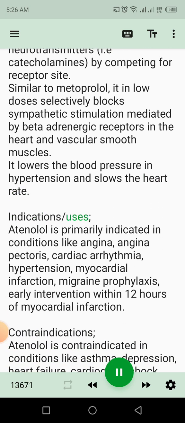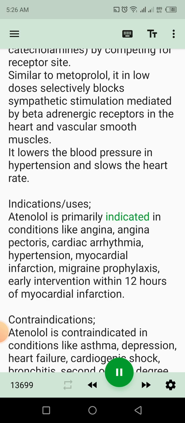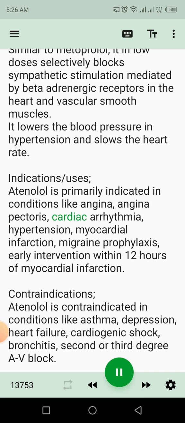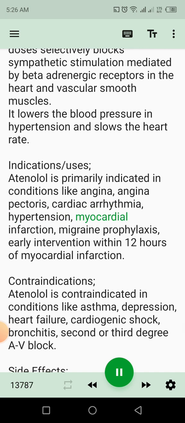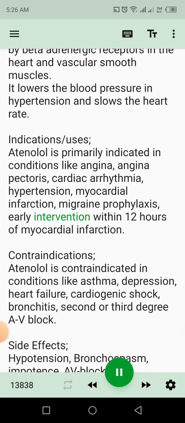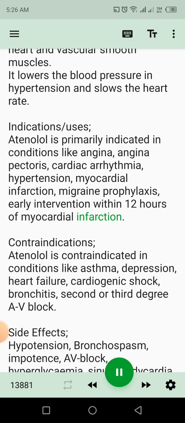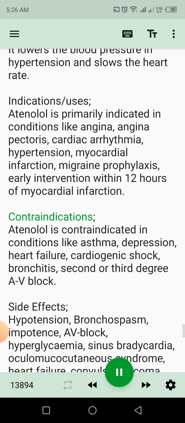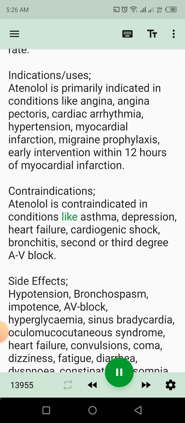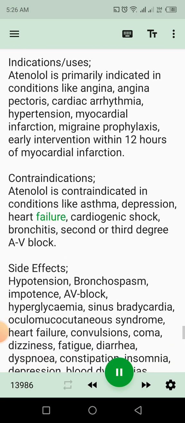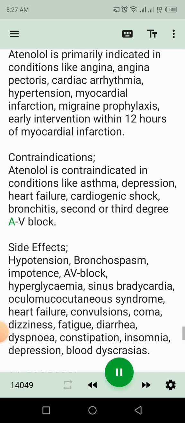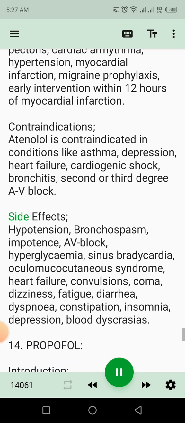Indications. Uses. Atenolol is primarily indicated in conditions like angina, angina pectoris, cardiac arrhythmia, hypertension, myocardial infarction, migraine prophylaxis, early intervention within 12 hours of myocardial infarction. Contraindications. Atenolol is contraindicated in conditions like asthma, depression, heart failure, cardiogenic shock, bronchitis, second or third degree AV block. Side effects.